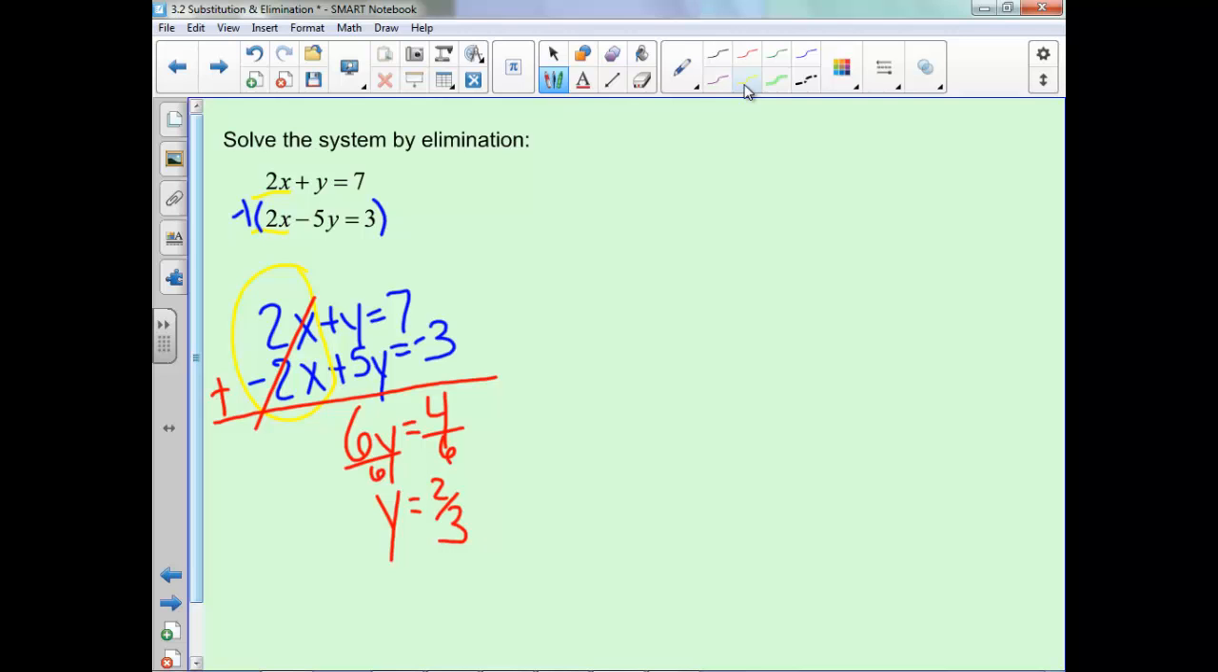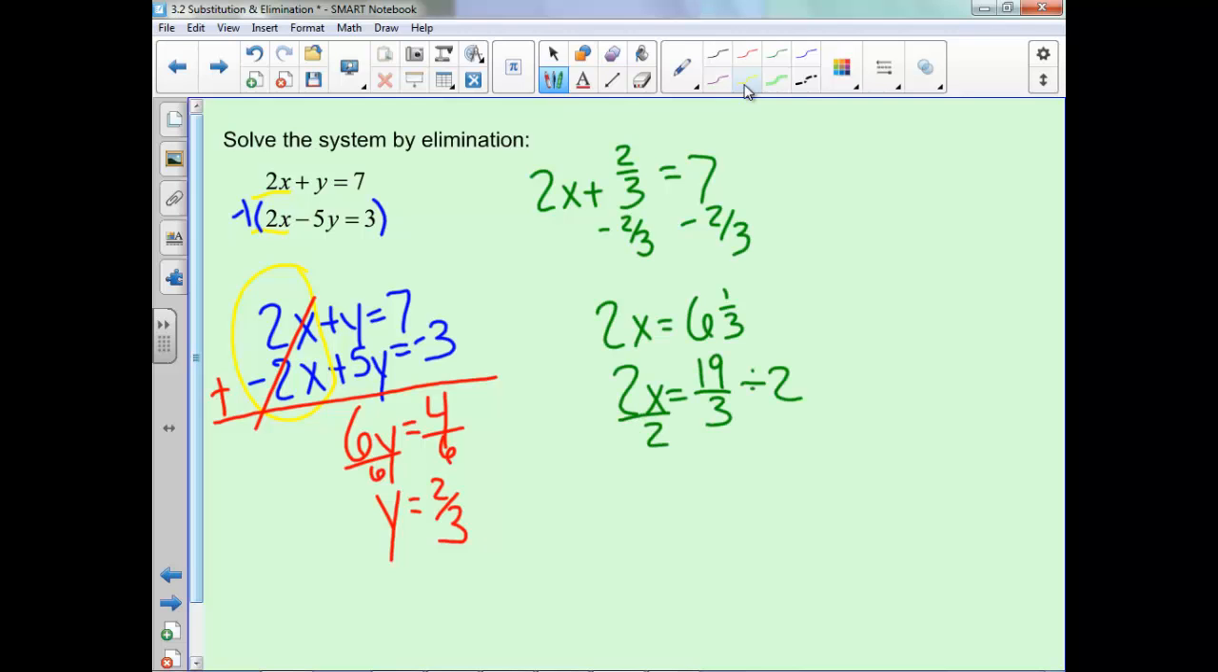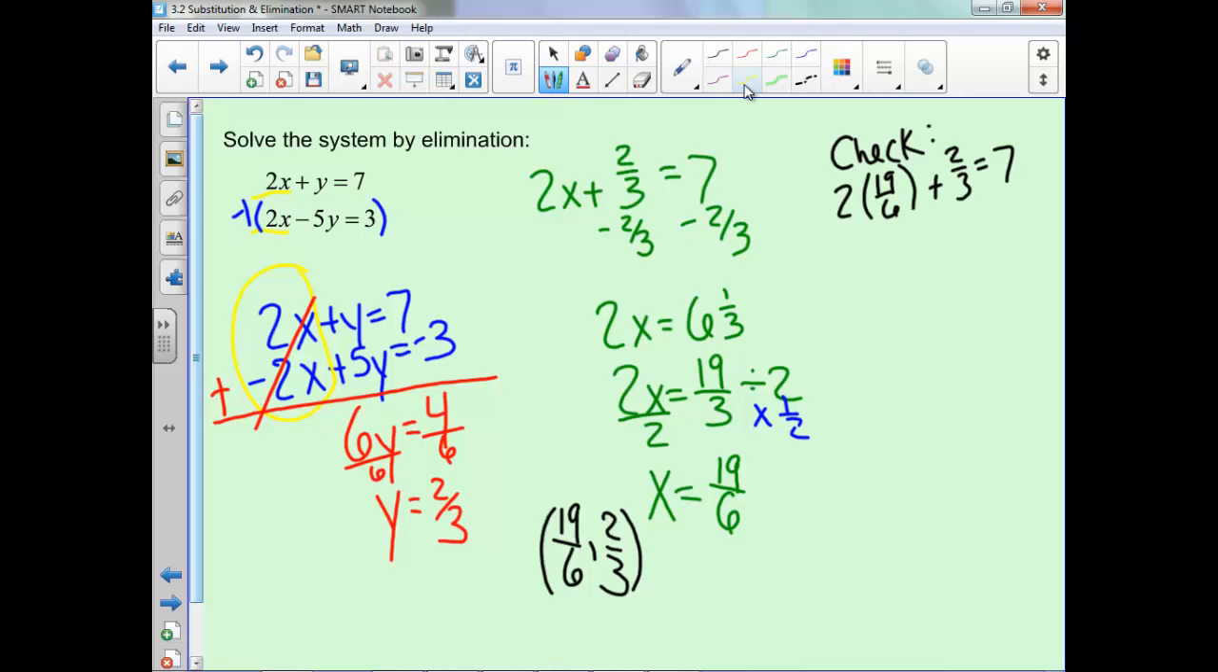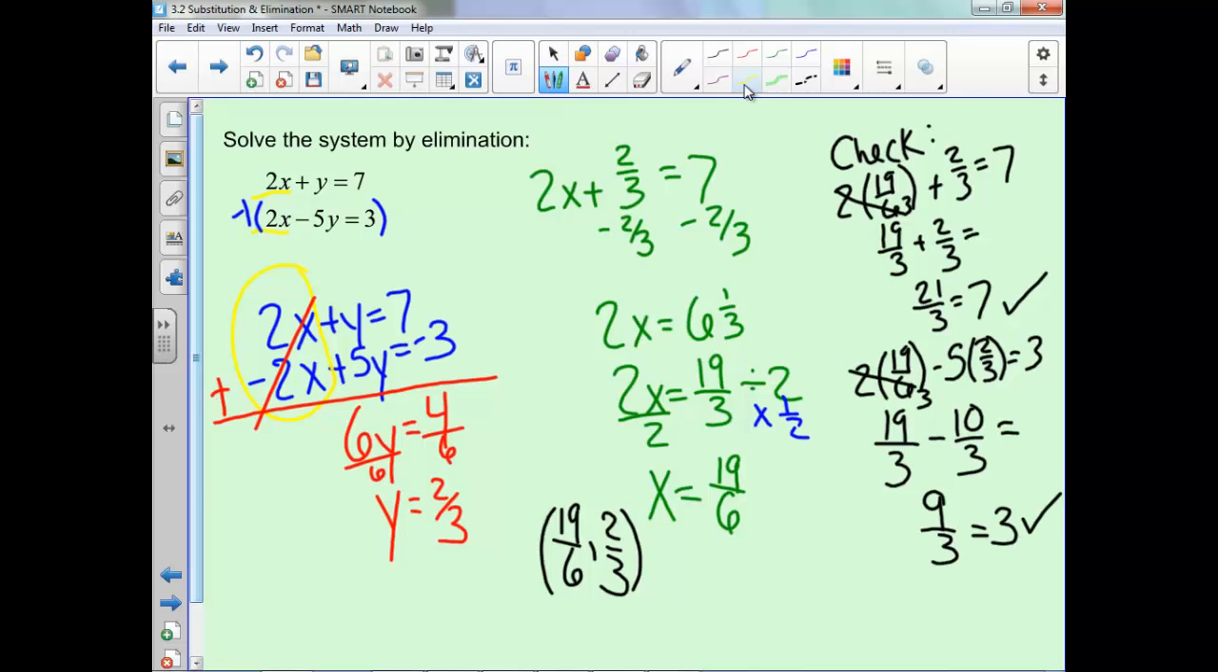And then we'll go ahead and substitute this into one of the equations. Once again, it doesn't matter. I'm going to go with the first one. So we'll get our answer. But once again, let's check it before we circle. And 9 divided by 3 is 3. So it checks. So here's our answer.